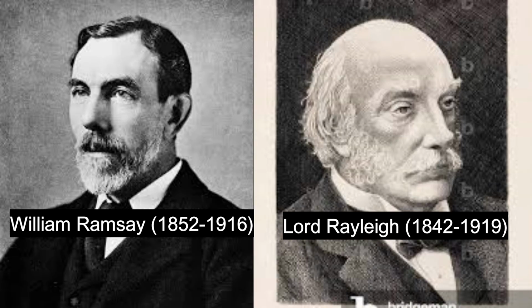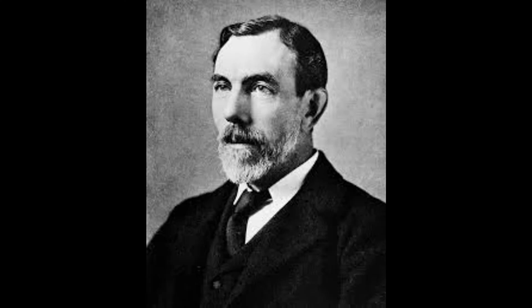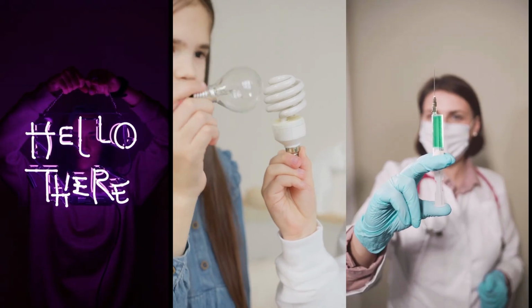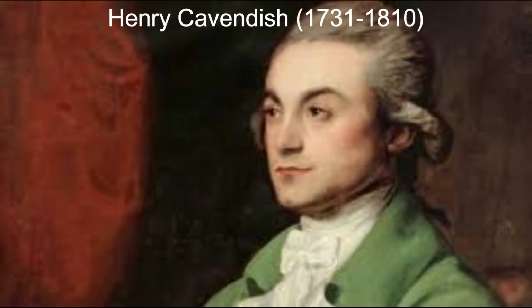William Ramsay, 1852 to 1916, and Lord Rayleigh, 1842 to 1919, found that the air contains inert gases. William Ramsay won the Nobel Prize for Chemistry in 1904. Inert gases find applications in neon lights, argon bulbs, and in medical fields. Henry Cavendish, 1731 to 1810, discovered hydrogen gas. He called it inflammable air. He noticed that when metals were dissolved in dilute acids, a colorless gas was evolved. This gas was combustible. He also showed that when the gas was burnt in oxygen, it gives rise to water.